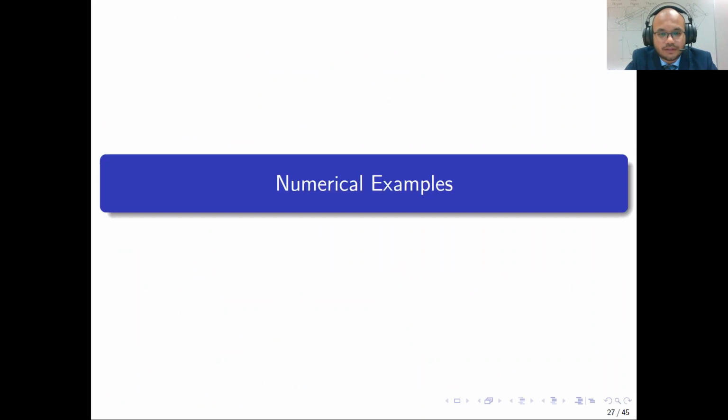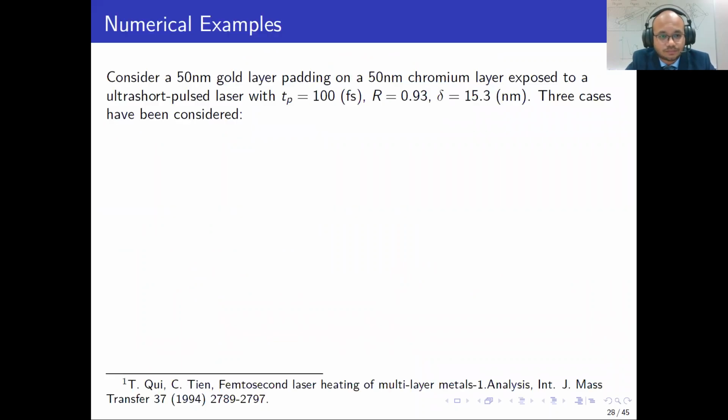So now let's talk about the numerical example. We discussed 3 cases here. For this case, we are considering a 50 nanometer gold layer padding on a 50 nanometer chromium layer exposed to an ultra short pulse laser, with the pulse duration to be 100 femtoseconds, the reflectivity of the surface is 0.93, and the laser penetration depth is 15.3 nanometers.